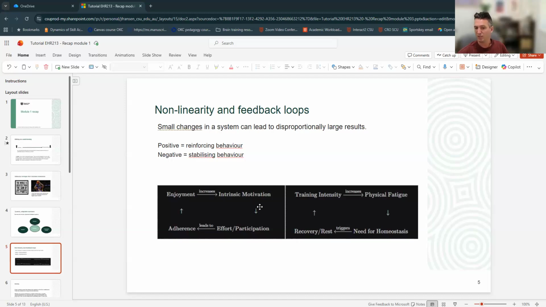On the other hand, if we look at a positive or reinforcing feedback loop, then we can see that, for example, if your enjoyment increases, that increases how motivated you are to exercise. As a result, you put more effort in and you participate more. And that leads to better adherence. Because you adhere to your exercise, you enjoy it more. Because you enjoy it more, you again increase motivation and so on.